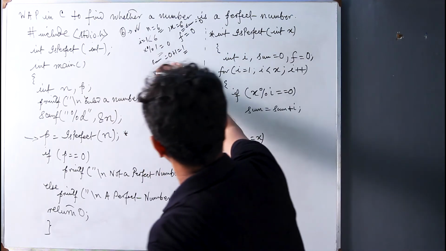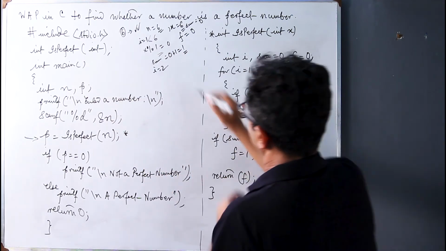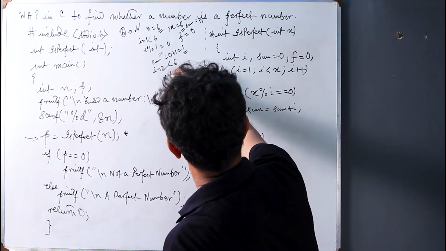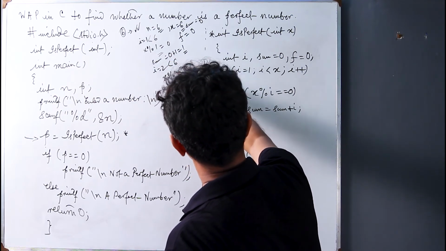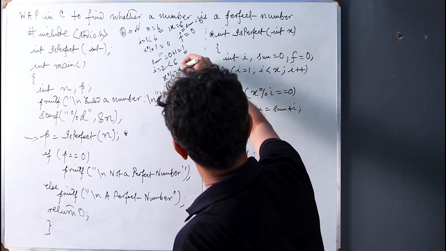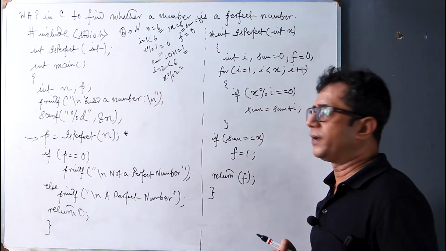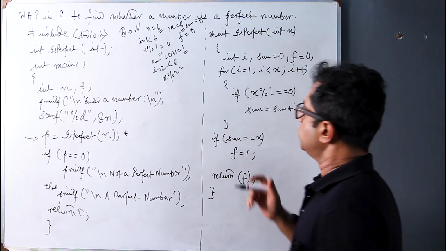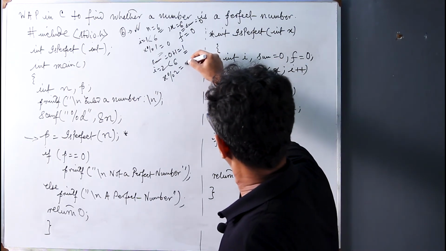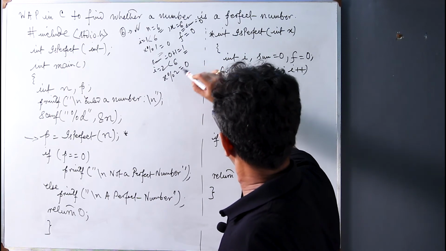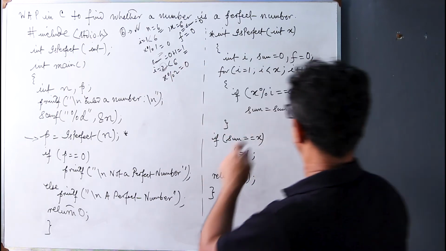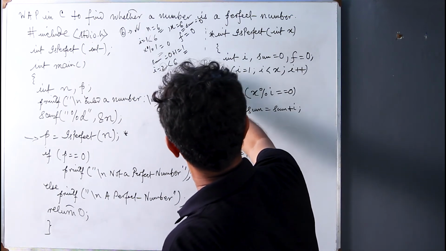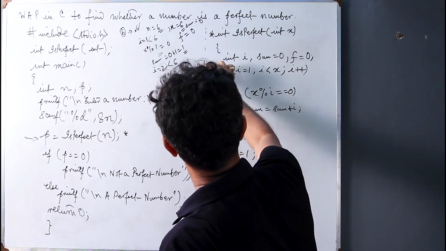Now I plus plus means I is equal to 2, less than 6. Let us see x percent 2. X percent 2 means when x is divided by 2, 6 is divided by 2 to give a remainder. 6 when divided by 2 gives a remainder of 0. So this is also yielding a remainder 0. So this 2 will be added to the sum again. So sum will be updated now to a value of 1 plus 2, that is equal to 3.